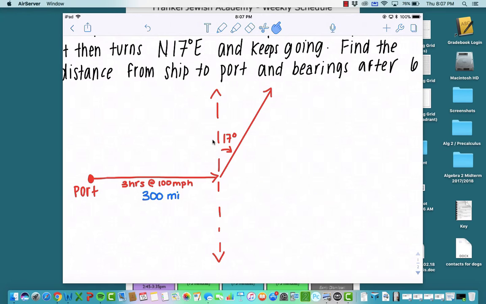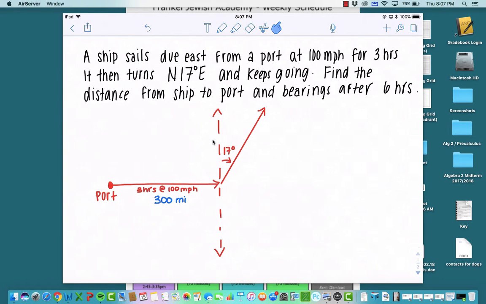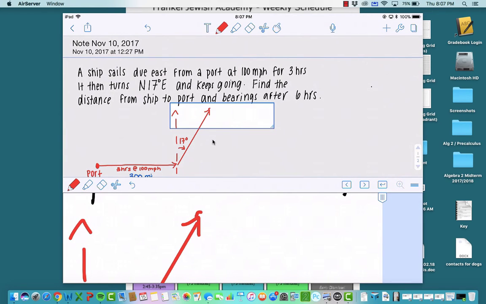I know that's a little tricky. So what I did was I drew the north-south line. I then sketched 17 degrees towards east from north. That's what this little fancy thing means: 17 degrees east from north. My ship is now here.